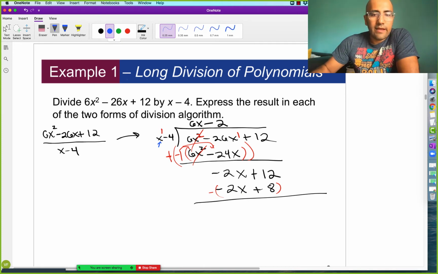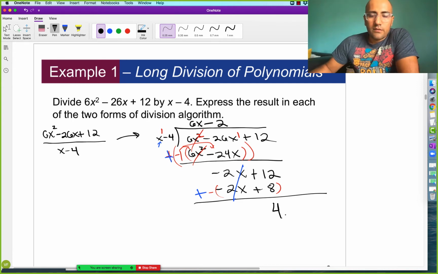And then I add them down. Maybe I should have put the plus in a different color. And then I add them down. So when I distribute a minus, that becomes plus. So minus 2 plus 2, these guys cancel. A minus becomes a minus 8. And when I add them down, that's going to be 12 minus 8 gives me a positive 4.